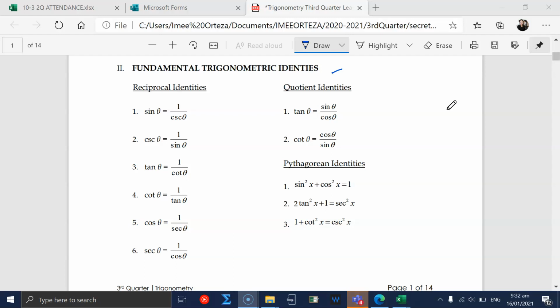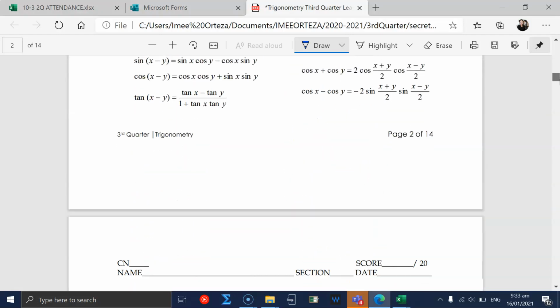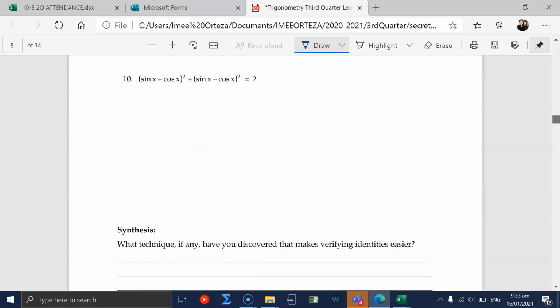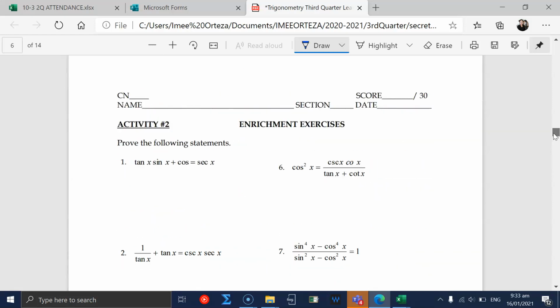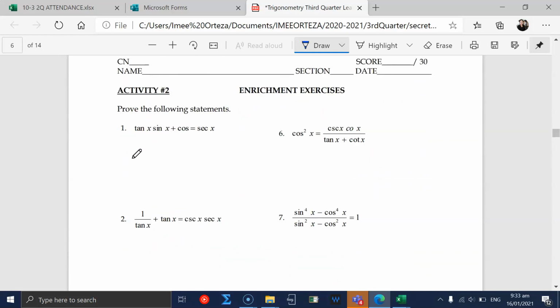Hi, these are the fundamental trigonometric identities we are using to prove whether the given is an identity or not. So these are the reciprocal identities, quotient identities, and Pythagorean identities. And since these left and right are equal, then that would mean we can replace one with the other and vice versa. So let's work on your learning packet, activity 2, which is an enrichment.